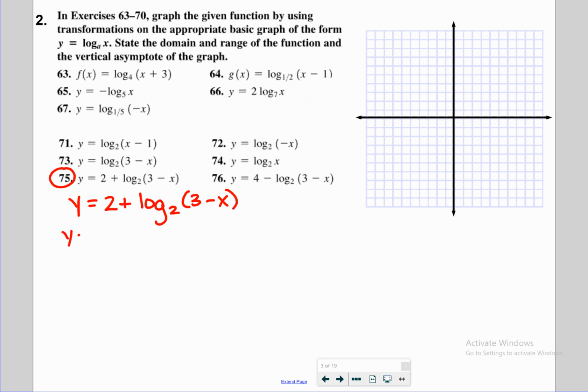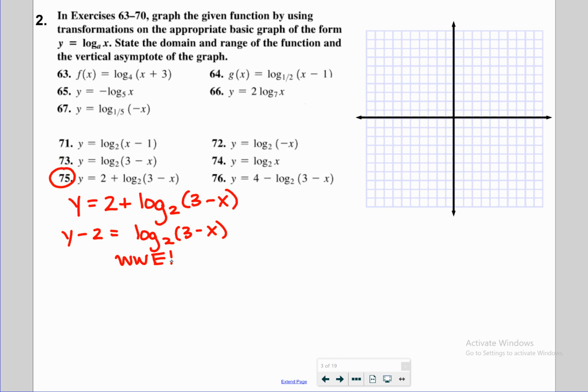Subtract 2. Y minus 2 equals log base 2 of 3 minus x. Once your log's alone, we're going to write with exponents. What's the base going to be? If you know nothing else about logs, you better know how to write it as an exponent, or this test is not going to go well for you. This is important. How do I write this as an exponential equation?